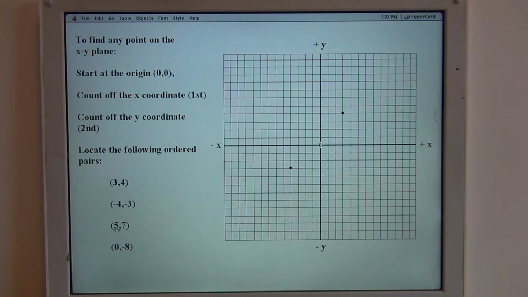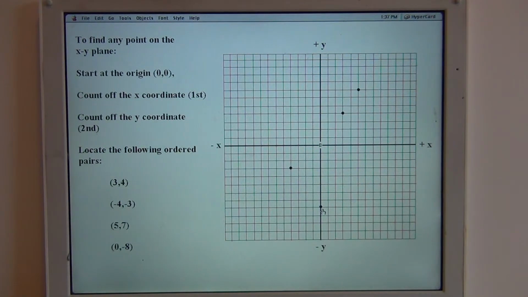Let's try this one. 5, 7. X is 5, positive. Y is 7, positive. So start at 0. 1, 2, 3, 4, 5. And positive 7. 1, 2, 3, 4, 5, 6, 7. So that is 5, 7. Last one. 0, negative 8. So x is 0. So we go to 0, but we don't move now. And then we go negative 8. 1, 2, 3, 4, 5, 6, 7, 8. So that point is 0, negative 8.